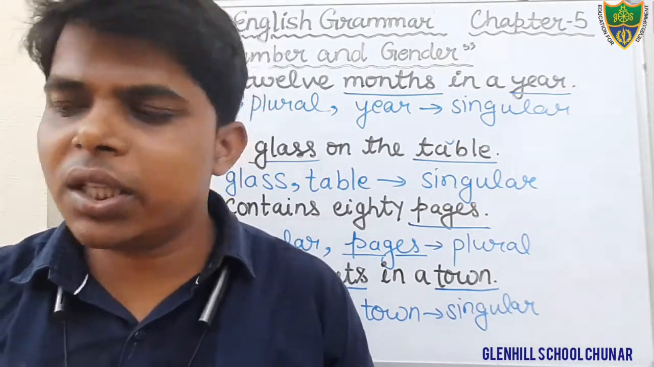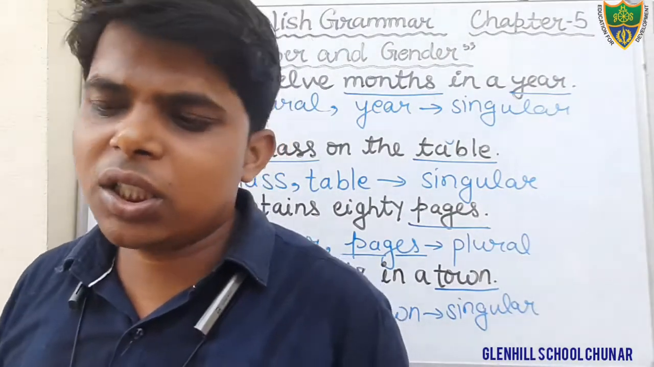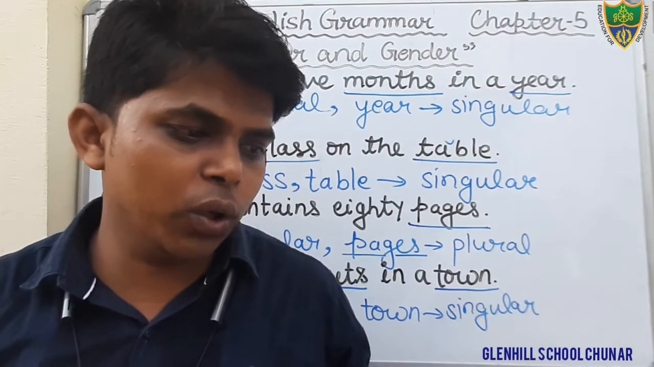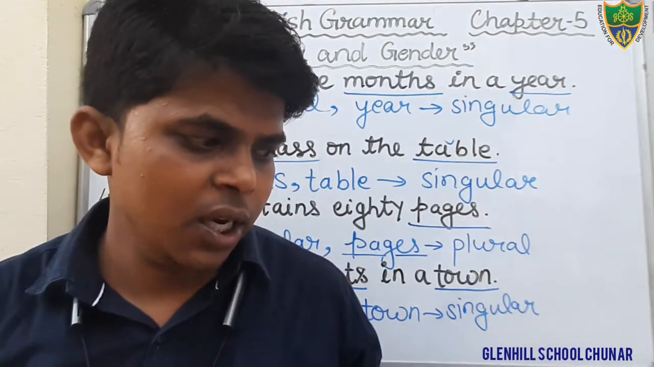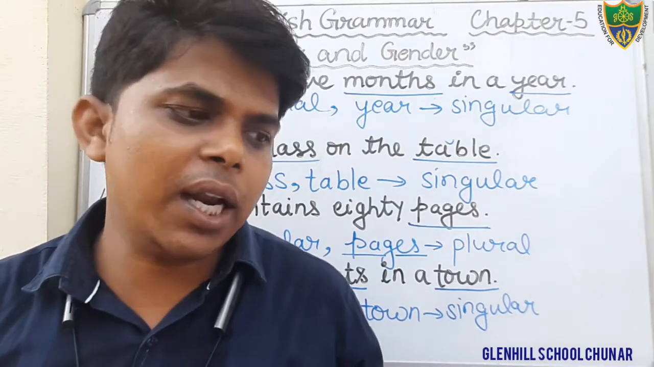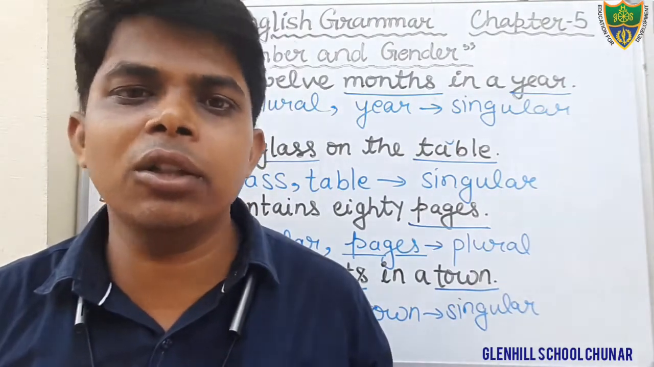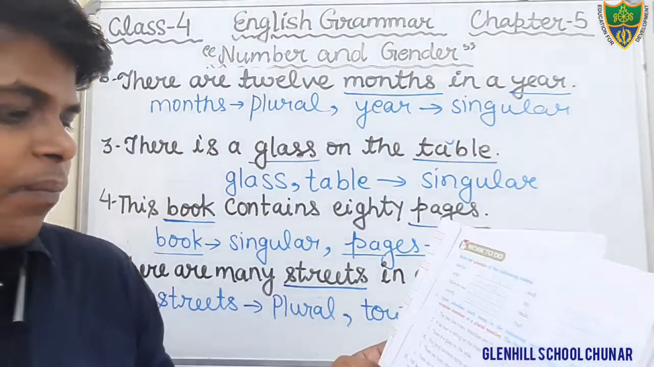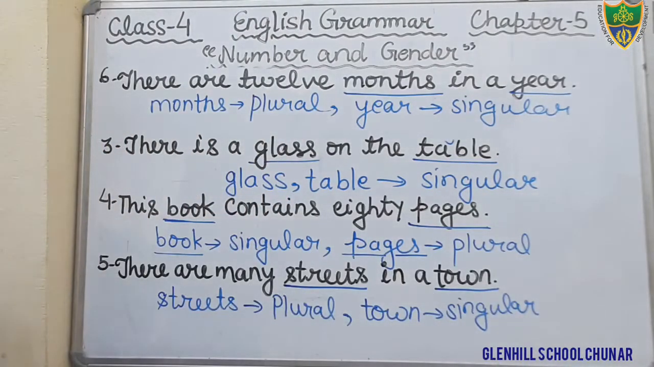Now we will discuss exercise number 3. What is exercise number 3? Fill in the blanks by choosing the appropriate words given within the brackets. Here you have to choose the same thing again, that is singular and plural, and fill in the blank. Just see here. First question: The ... roar in the forest. Options given are lion and lions.